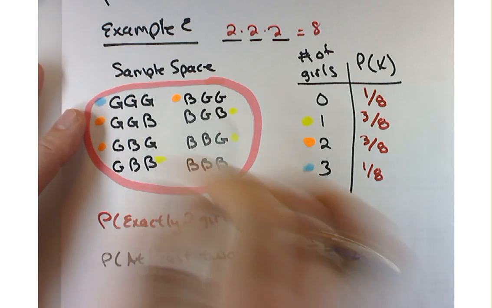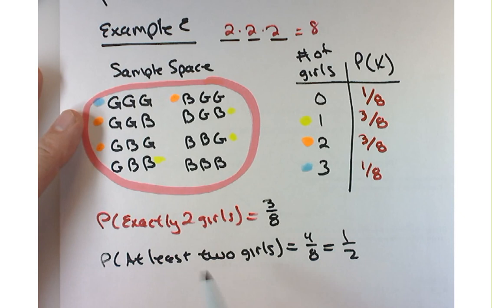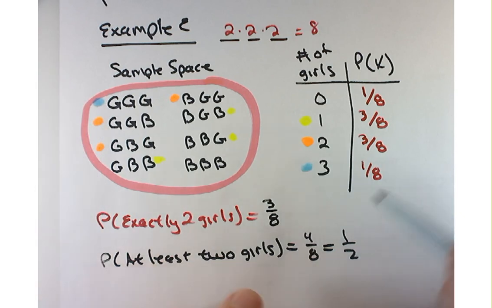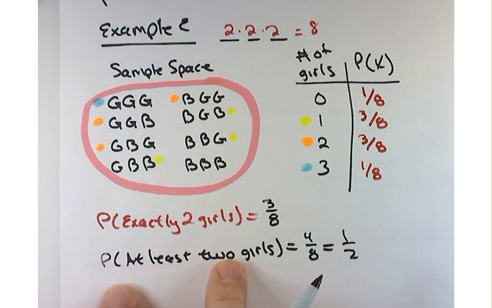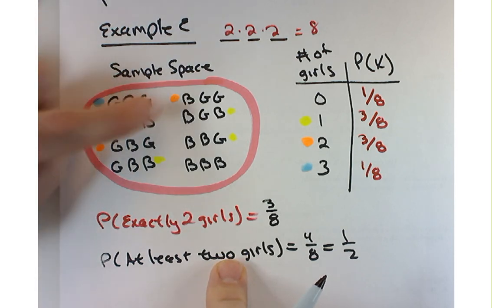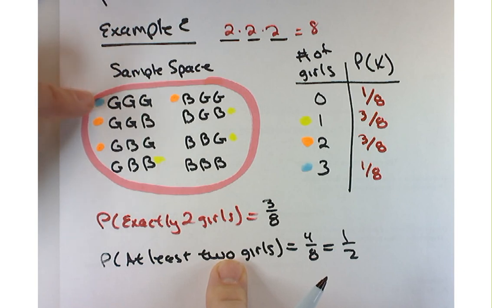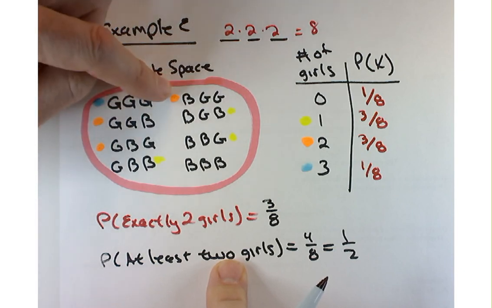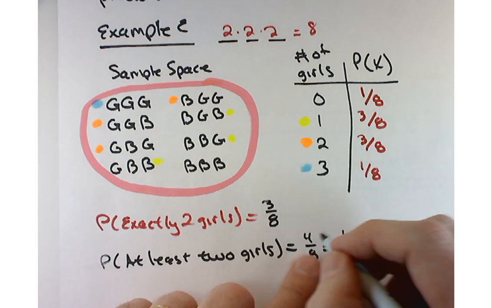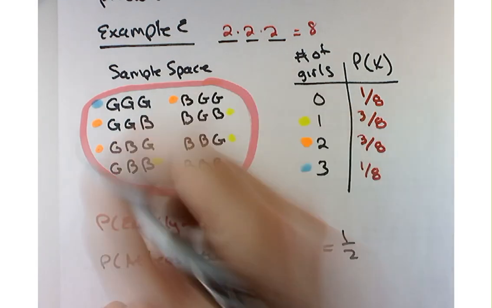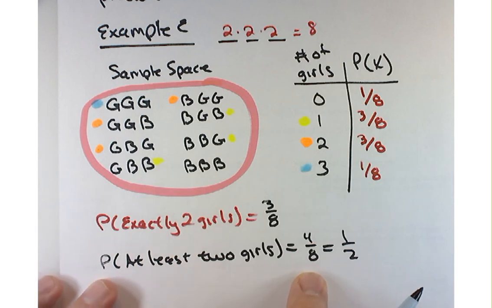So once again, to reiterate. If you look at the number of events that satisfy this, all the events that have at least 2 girls, those are going to be the ones with the orange dots or the blue dot. So there's 1, 2, 3, 4 different events that satisfy that, that's my numerator, divided by the 8 total, that's my denominator. So there's 4 ways out of 8 that can happen. You're welcome. Thanks for the question.